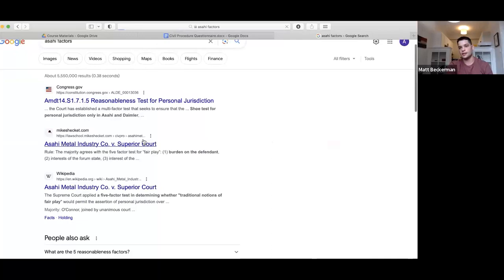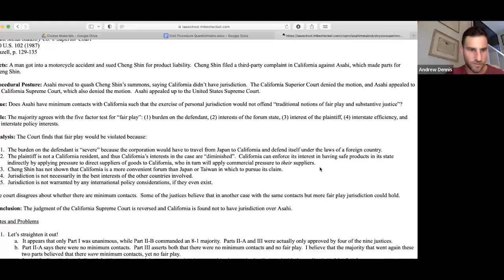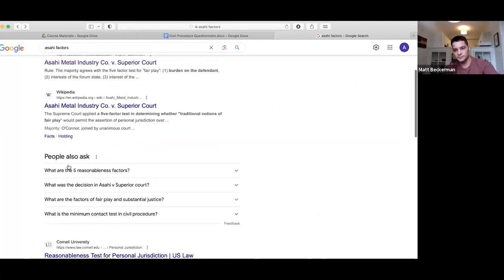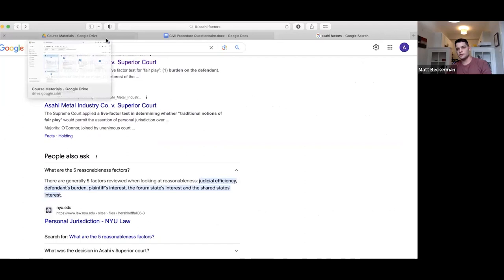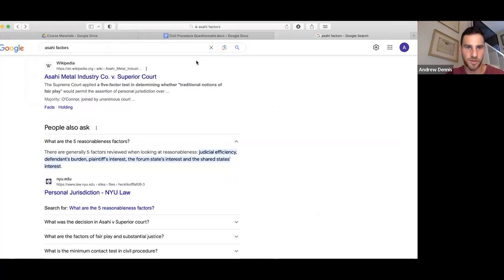Here we go, the five-factor test. Right here, the burden is severe. This looks like it was made in the 80s. Yeah. Judicial, it's a burden on the defendant, interests of the forum state, interests of the plaintiff. If it's reasonable to be held into court, basically. Yeah. The traditional notions of fair play and justice would permit personal jurisdiction.